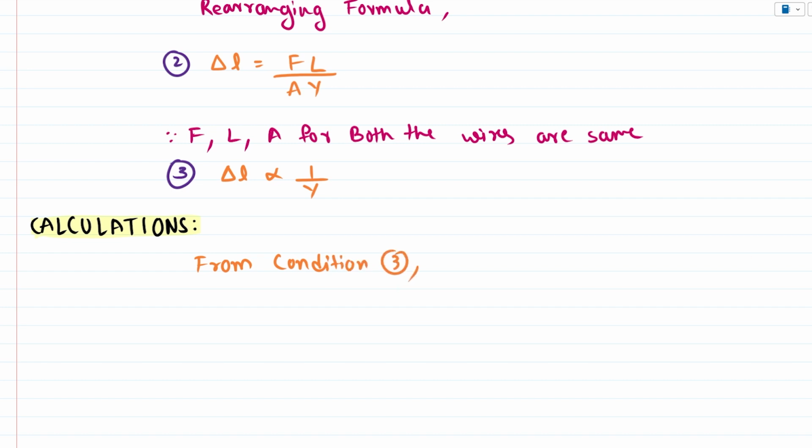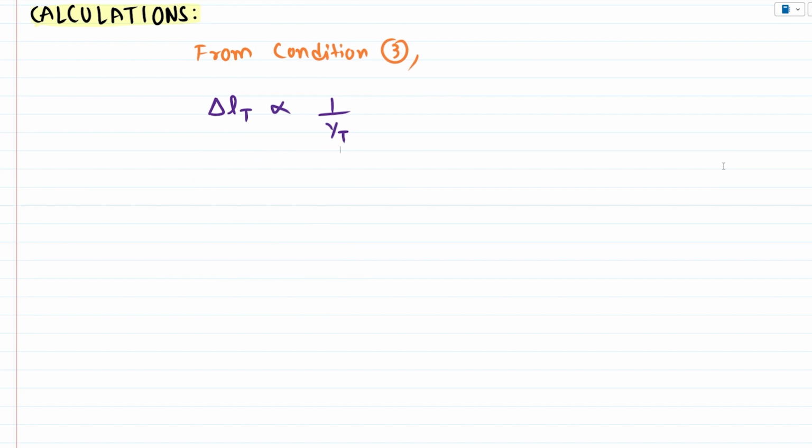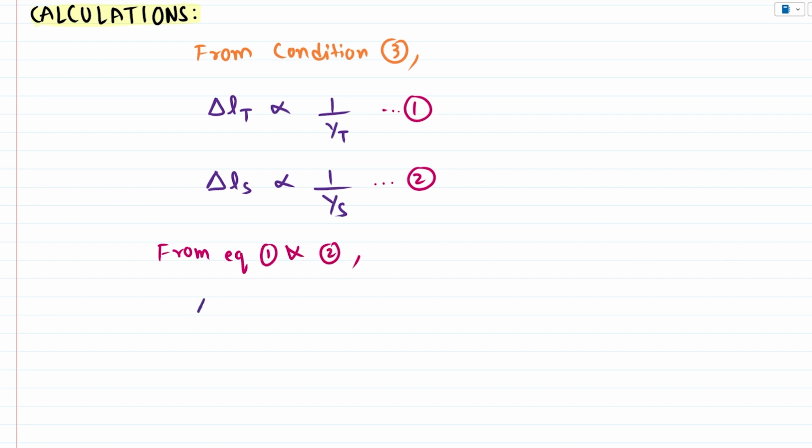3, I can say that the extension in tungsten wire is inversely proportional to the Y of T, that is Young's modulus of tungsten. And let me mark this as equation number 1. And the extension in steel wire must be dependent upon its Young's modulus, so it is inversely proportional to Y of S. Let me mark this as our equation number 2. And now I can say from equation 1 and 2, that delta LT divided by delta LS must be equal to Y of S divided by Y of T.